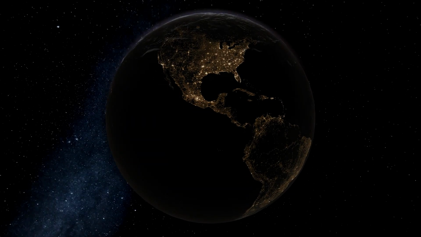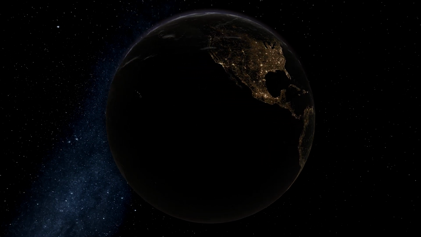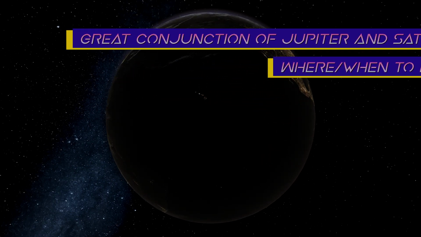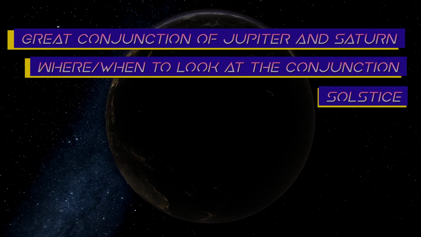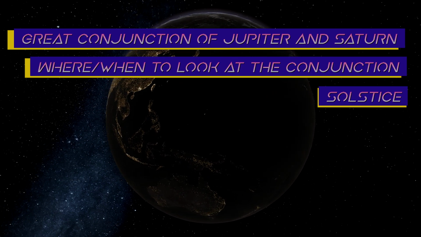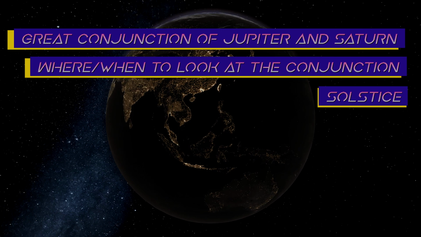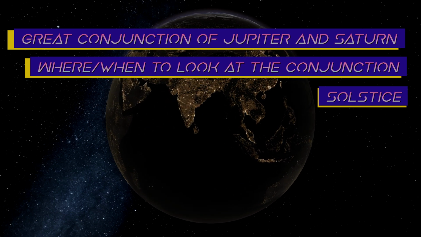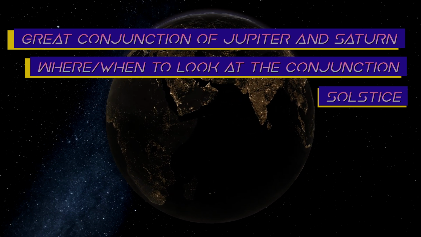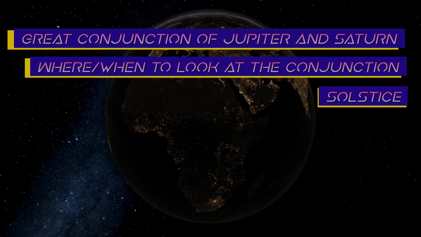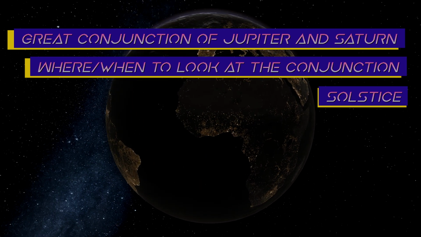All right, and that's it. Did we get through everything? Let's see. We discussed what a conjunction is. We talked about the Great Conjunction, why it's so great, and the fact that the planet Jupiter and Saturn are going to be together in the sky. Talked about where to look for the conjunction. And we even talked about the solstice. Yep, we talked about everything I wanted to talk about.